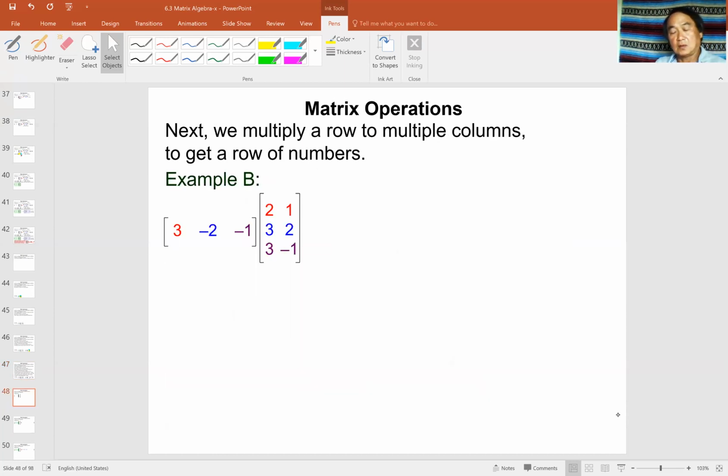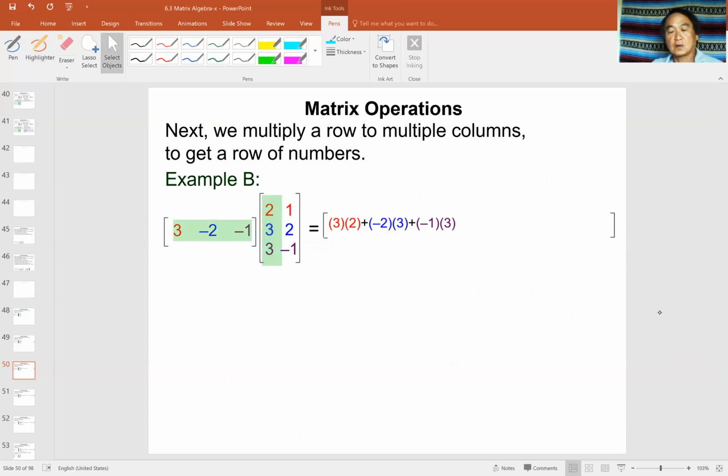So in this particular example, I have 3 entries in a row, 3 entries in a column. Hence, I can multiply these two matrices. And we proceed like the following. Multiply the first row to the first column, add them. Multiply the first row to the second column, entry by entry, add them. And wind up with the matrix -3, 0. This is a 1x2 matrix.